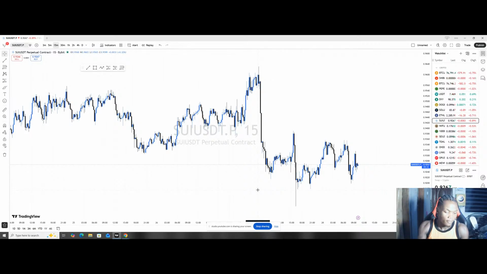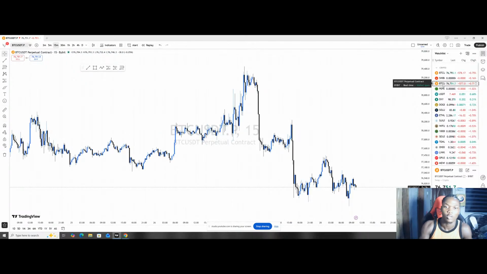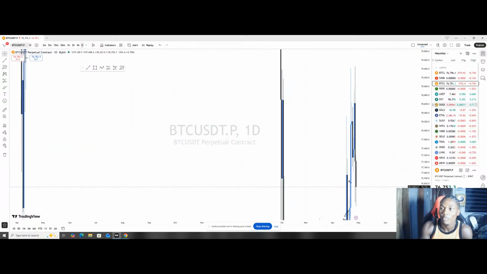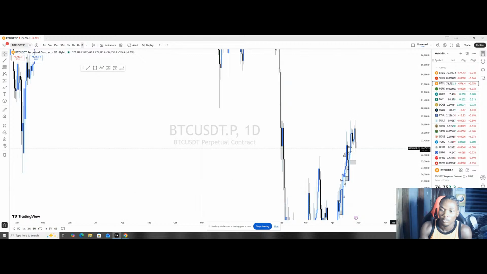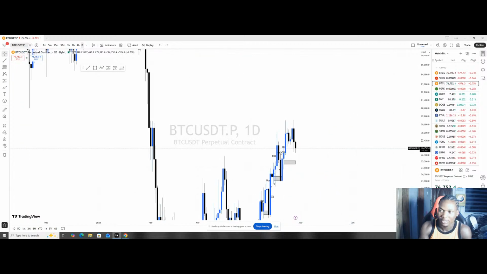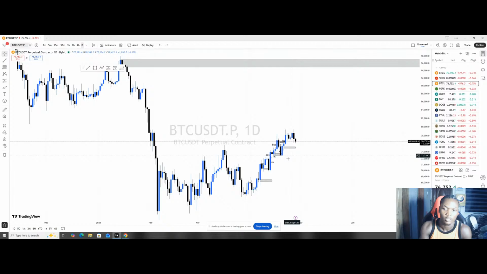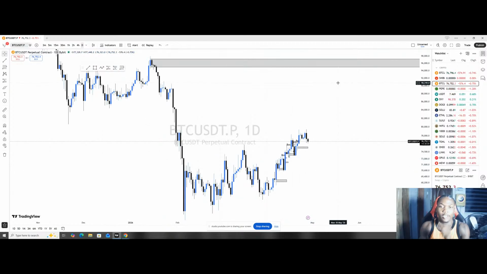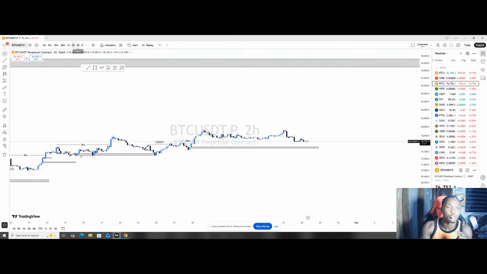So first and foremost, we are going to start with BTC. Let's see what BTC has for us. Now we're going to start with the higher time frame, so let's go to the daily time frame. As you guys can see, BTC is still bullish. I'm looking at BTC to go up to that resistance level.